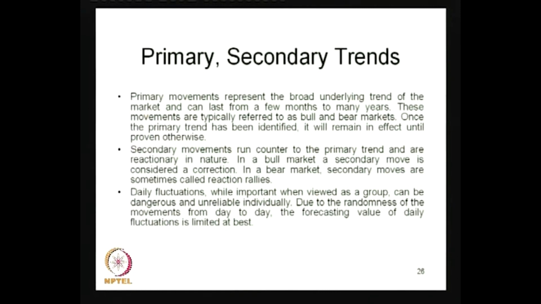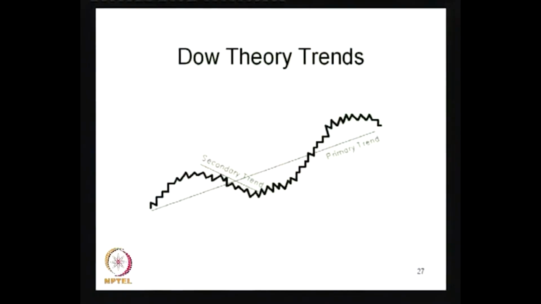So, day fluctuations, while important when viewed as a group, can be dangerous and non-reliable individually. Due to the randomness of the movements from day to day, the forecasting value of daily fluctuations is limited at best. That means prediction using daily data is a little bit difficult in this trend analysis that the Dow theory has explained. So, this is basically the Dow theory.